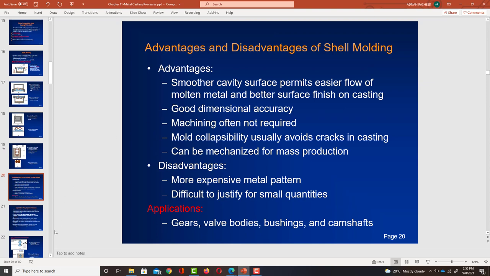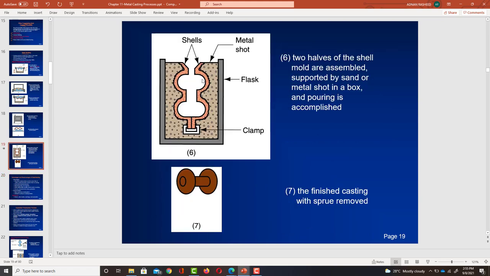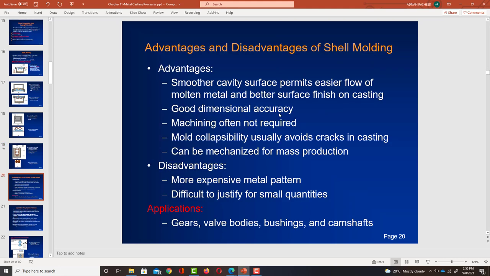There are advantages as well as disadvantages of shell molding. What are the advantages? Smoother cavity permits easier flow of molten metal. Because the surface is smooth, you can see over here, so it will allow easier flow of molten metal. Good dimensional accuracy. Machining often not required. I think I should not explain these things because I hope you are understanding these points. Clear? Yes, so mold collapsibility usually prevents cracks in sand.